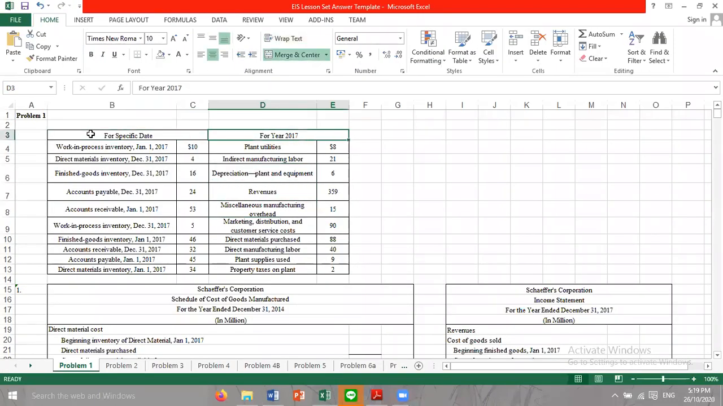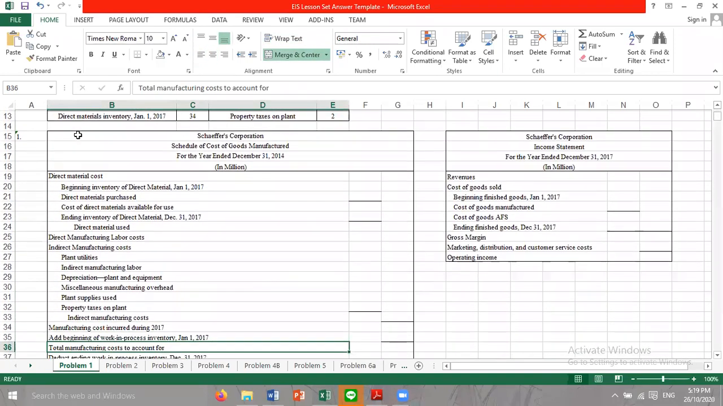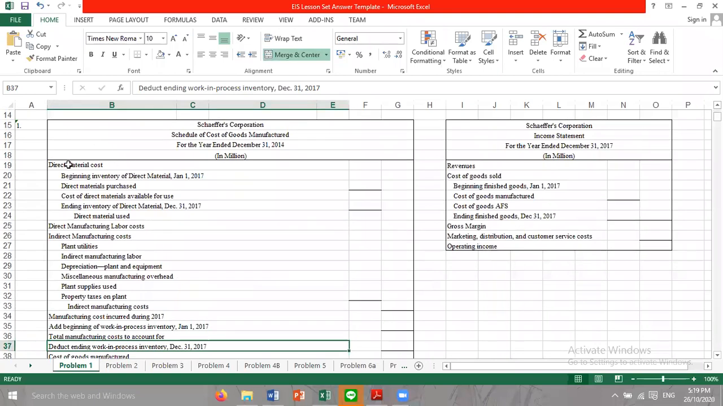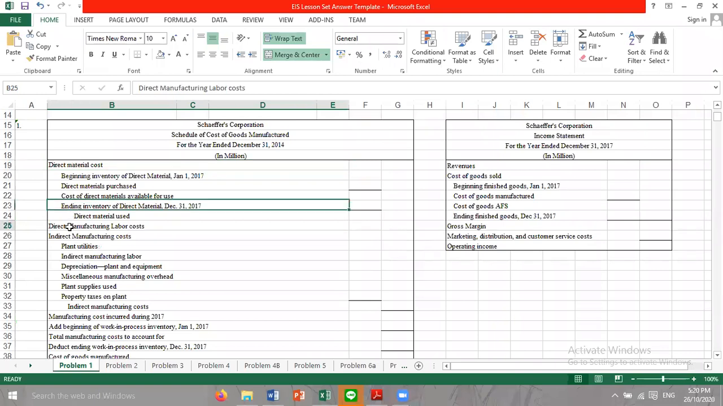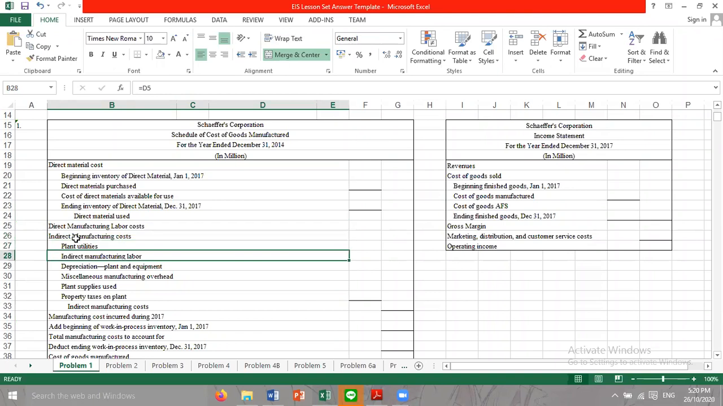Here in the answer sheet template, sorry, I've pasted the data from the question. Now here is the template for the cost of goods manufactured. Now, because Schaefer's uses three distinct categories, we also divide them into three: direct material costs, direct manufacturing labor, and indirect manufacturing costs or manufacturing overhead.